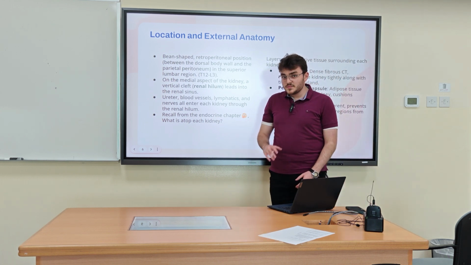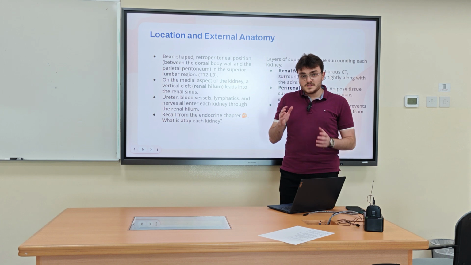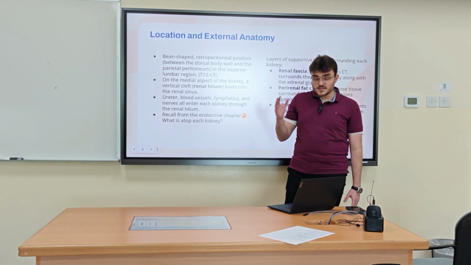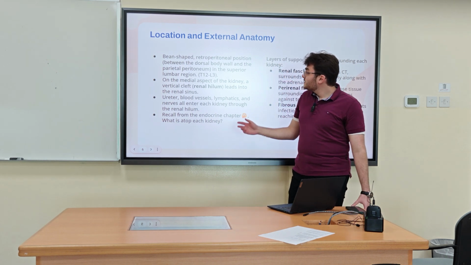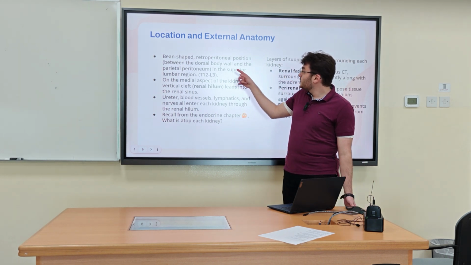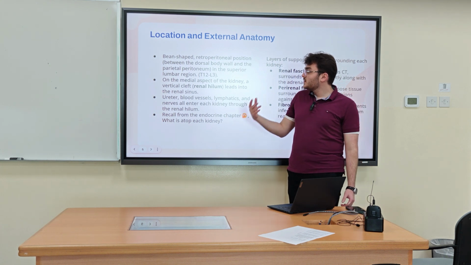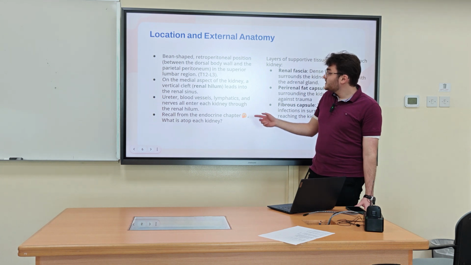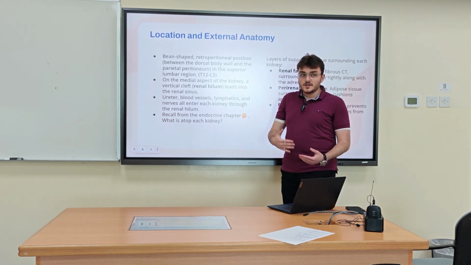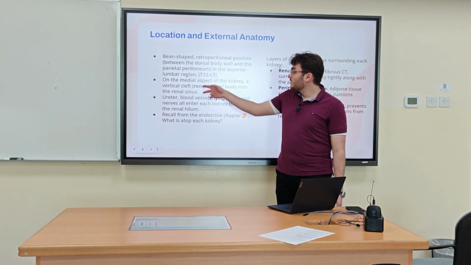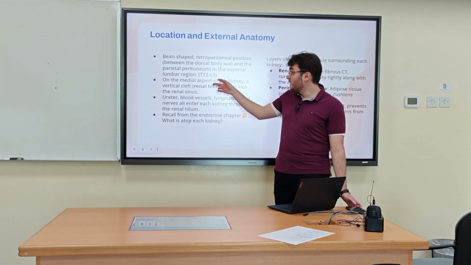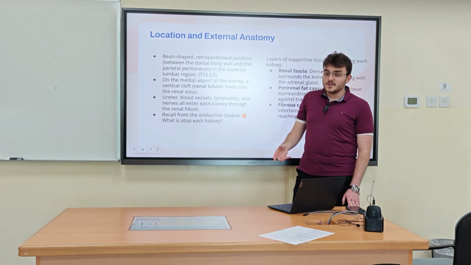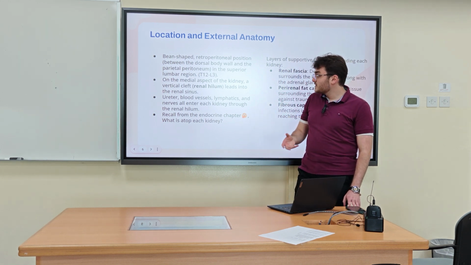So first of all, it's bean-shaped. The medial wall is concave inwards and the lateral wall is convex outwards. And it's positioned in a retroperitoneal position. That means it's between the dorsal body wall and the parietal peritoneum. In regards to the spine, it's in the superior lumbar region, as in T12 to L3. The right kidney is slightly lower than the left kidney due to the liver displacing it.